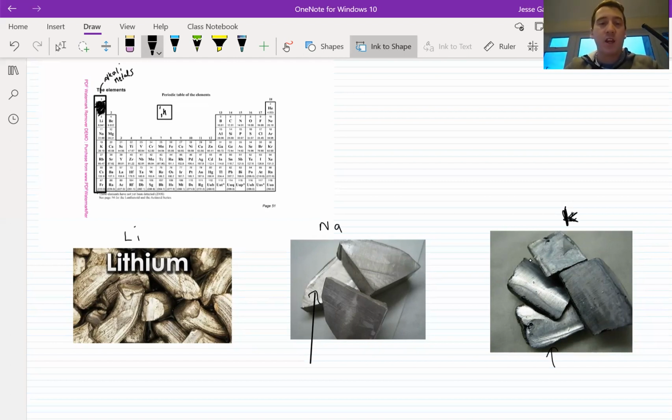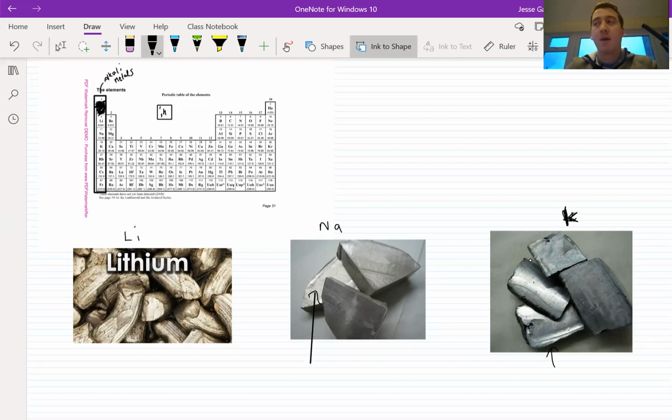So they're soft and shiny, and they will float on water. So that means they have a low density. They're all low density, which kind of explains why you can cut them. And they're soft. So they're soft, shiny, and have a gray color. They are the physical properties. But they also have similar chemical properties.